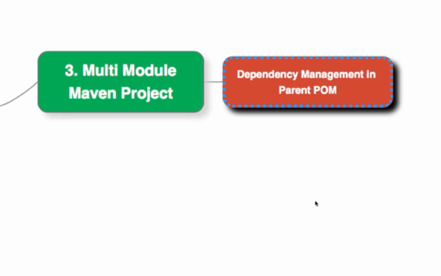Let's say we are using Spring in all the different layers in the project, and I want to upgrade to a different version of Spring. I should be able to do that with one change. We'll understand how we can do that. We'll understand the dependency management section of the parent POM, and we'll understand how to create a multi-module Maven project.